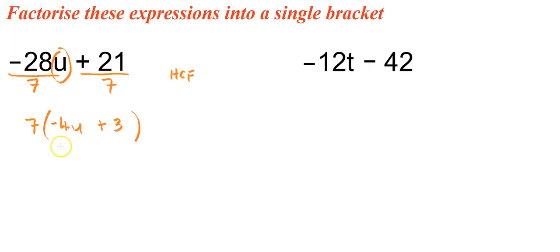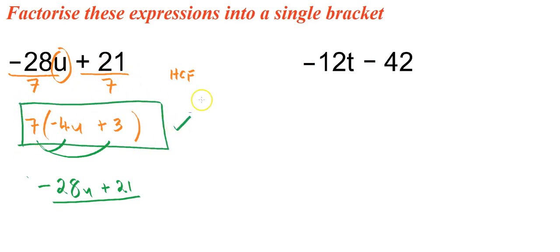And what we should do is check. So let's multiply out our answer. So 7 times negative 4u is negative 28u. And 7 multiplied by positive 3 is positive 21. Is that what we started with? It is. Therefore, we know that this answer must be correct.